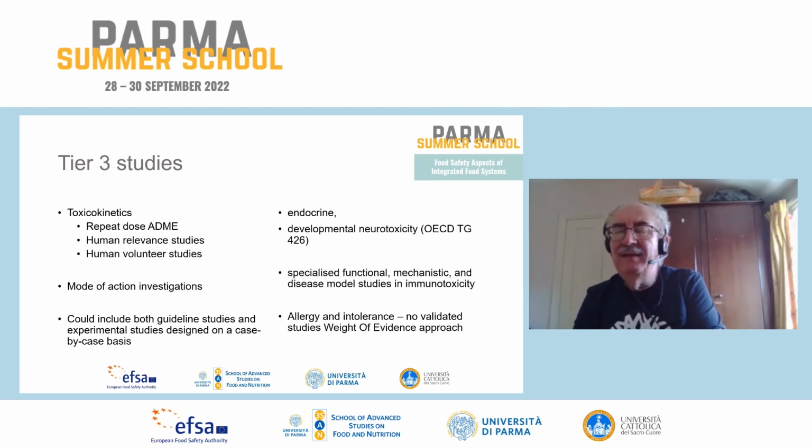Tier 3 is really about doing detailed human toxicokinetic studies, mode of action studies to understand how and why the chemical works, or how it affects specific systems such as the endocrine system or developmental neurotoxicity. And it also recognizes there are some areas where currently, at the time we wrote it, there were no validated studies and a weight of evidence approach was needed, such as for allergy and intolerance.